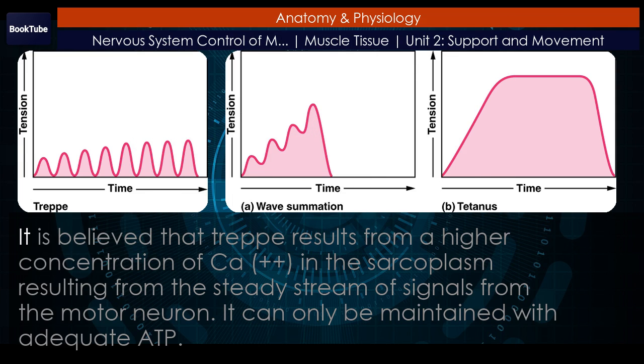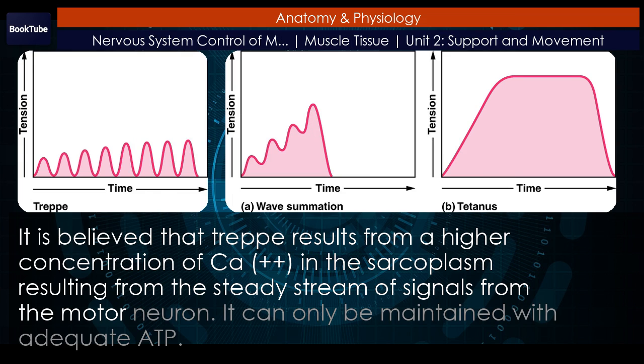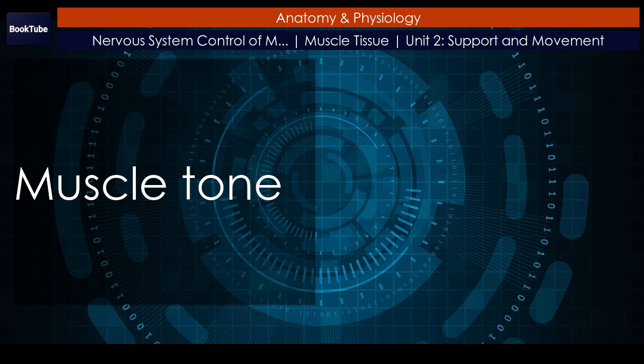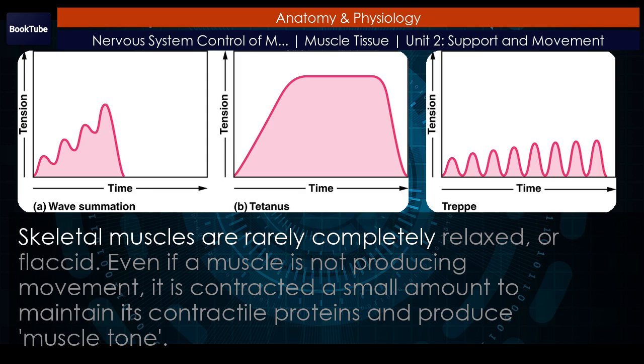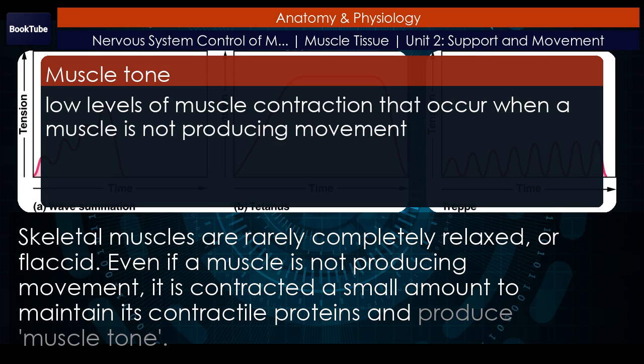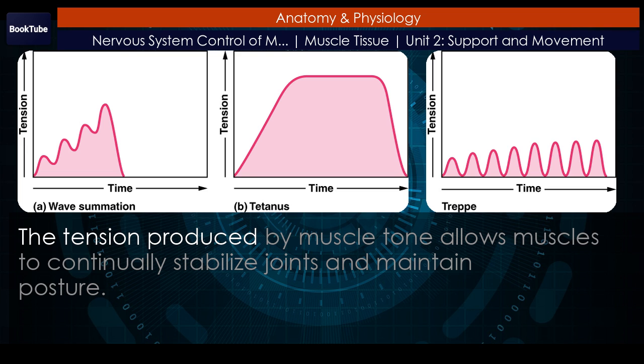Figure 5. It is believed that Treppe results from a higher concentration of Ca++ in the sarcoplasm resulting from the steady stream of signals from the motor neuron. It can only be maintained with adequate ATP. Muscle tone. Skeletal muscles are rarely completely relaxed, or flaccid. Even if a muscle is not producing movement, it is contracted a small amount to maintain its contractile proteins and produce muscle tone. The tension produced by muscle tone allows muscles to continually stabilize joints and maintain posture.